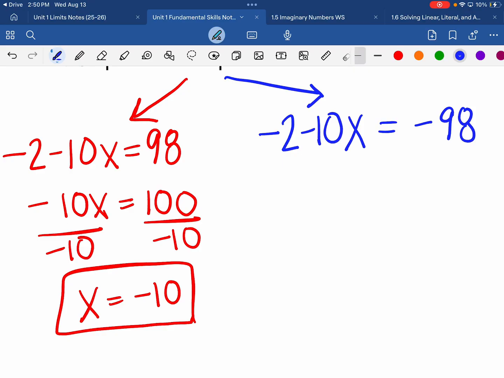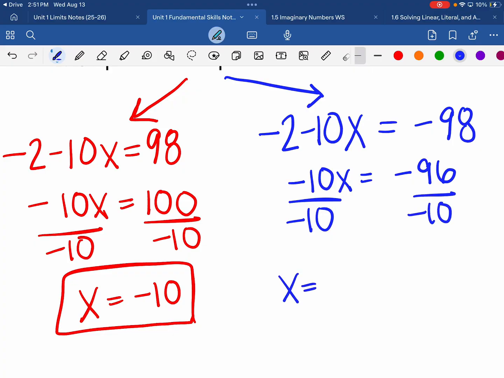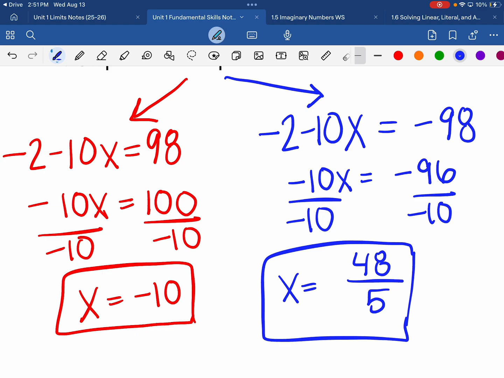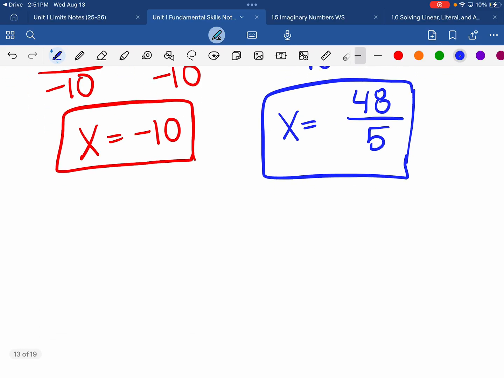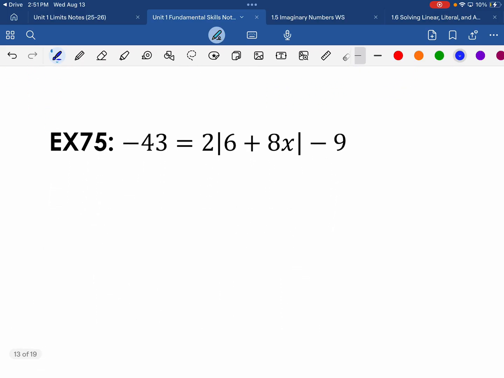We're going to do the same thing for the other side, the blue side. We're going to add 2, but -98 plus 2 is going to be -96. Then we're going to divide by -10, which gives me a funny fraction: 48 over 5. And so you have 2 answers. Do y'all remember doing absolute values? Okay.